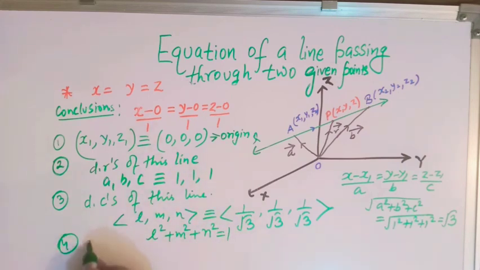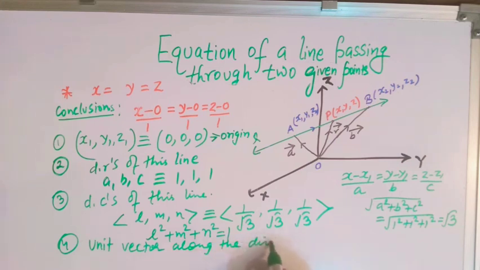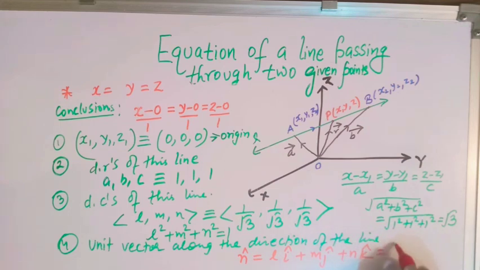Now we want to find the unit vector along the direction of the line. So what will be the unit vector? So the unit vector n cap is L i cap plus M j cap plus N k cap. So this is 1 over square root of 3 i cap, 1 by square root of 3 j cap plus 1 over square root of 3 k cap, right?